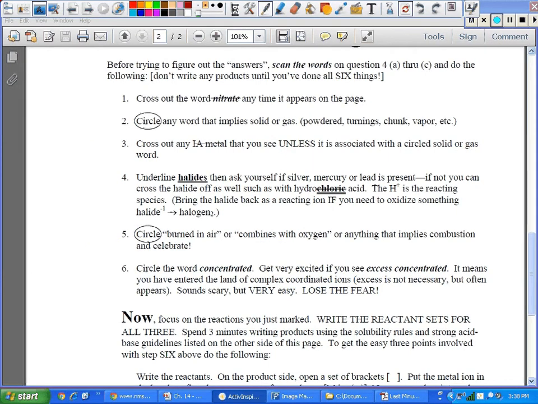Halides, group 17, bromide, iodine, chloride. And in this case, it will be fluoride, but fluoride's a little bit different.